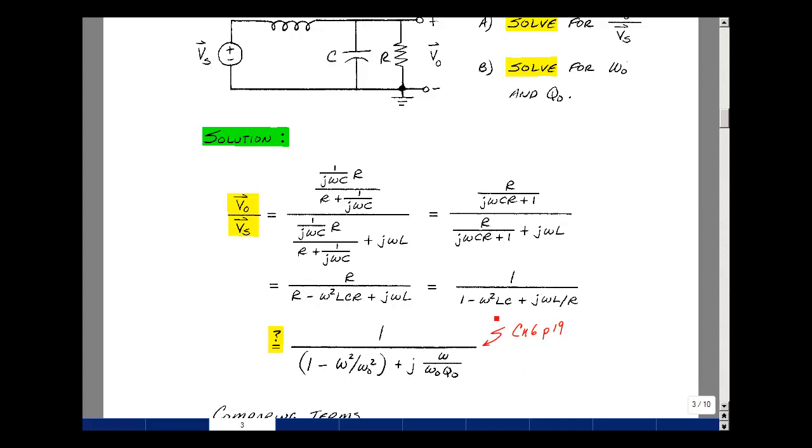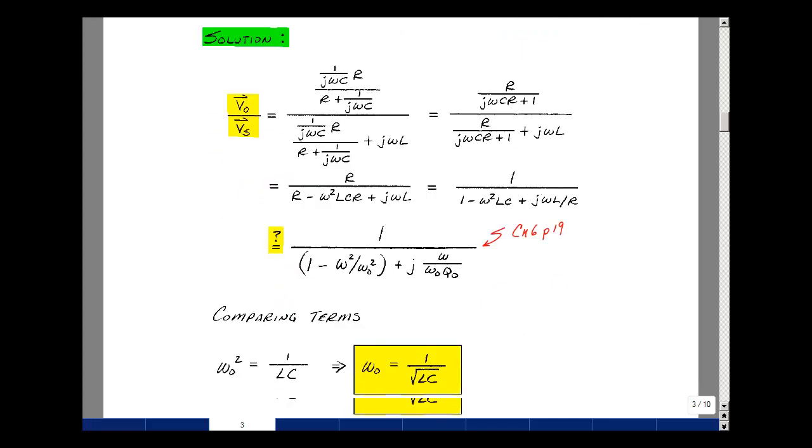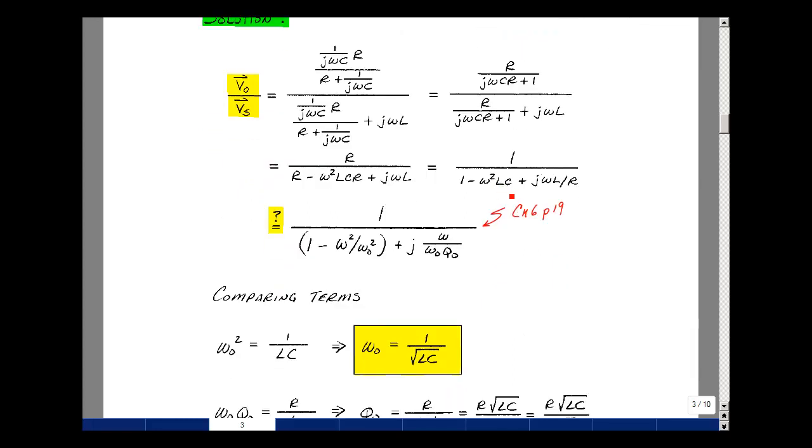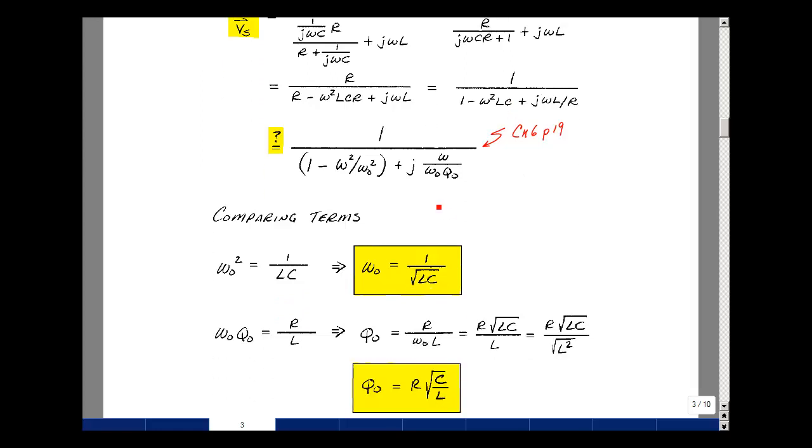Well, it does. Here's my term 1 over omega naught squared, and here's my term omega naught Q naught embedded in that term. So comparing terms then, omega naught squared is going to be 1 over LC. Omega naught is 1 over square root of LC. And the term omega naught Q naught is going to be equal to R divided by L. Q naught then is R over L divided by omega naught, but omega naught is 1 over square root of LC, so the reciprocal of that's right here. And you could write this as the square root of L squared. This L cancels with one of these, and I just have R times the square root of C divided by the square root of L. And this is Supplemental Problem 6.3.